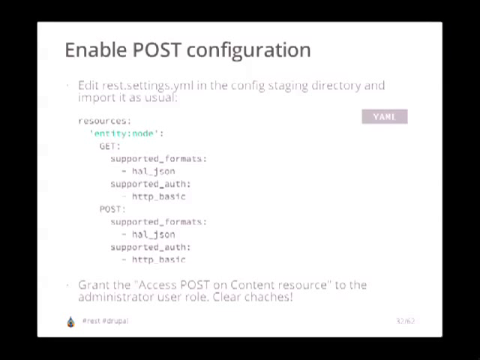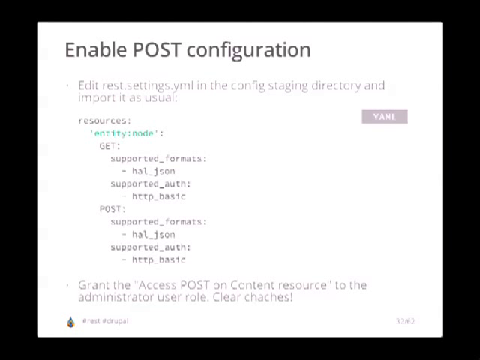So we copy all the stuff of the active configuration directory to the staging directory, where we are going to edit the rest.settings.yaml file. And we are adding a pretty similar entry for post that we already have for get. We want to use hal_json for supported formats and HTTP basic authentication. In this case, it's important because we will not give that permission to the anonymous user, because we don't want anonymous users to create nodes, but only specific user accounts, user roles that should be able to create new nodes.